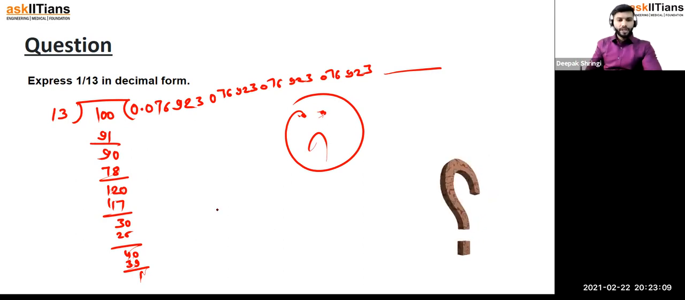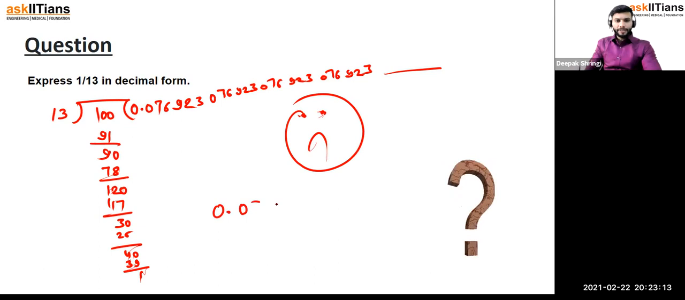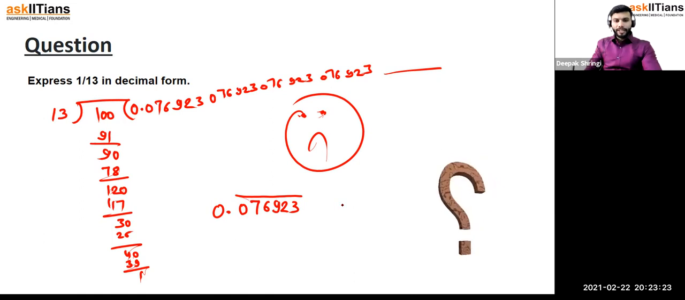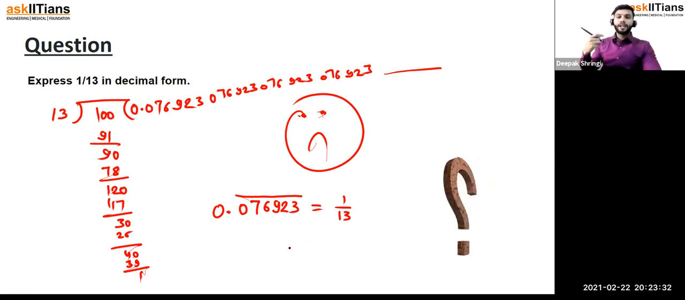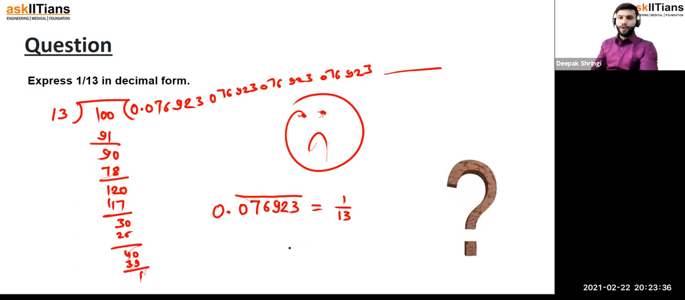So you look, the repetition or the reoccurring thing we represent by a bar. Look, 076923. All the thing is repeating. So I'll put a bar on that. Now this bar is showing that 1 by 13 is 0.076923 in the recurring order. That's my answer, right? Got that? Let's move forward.